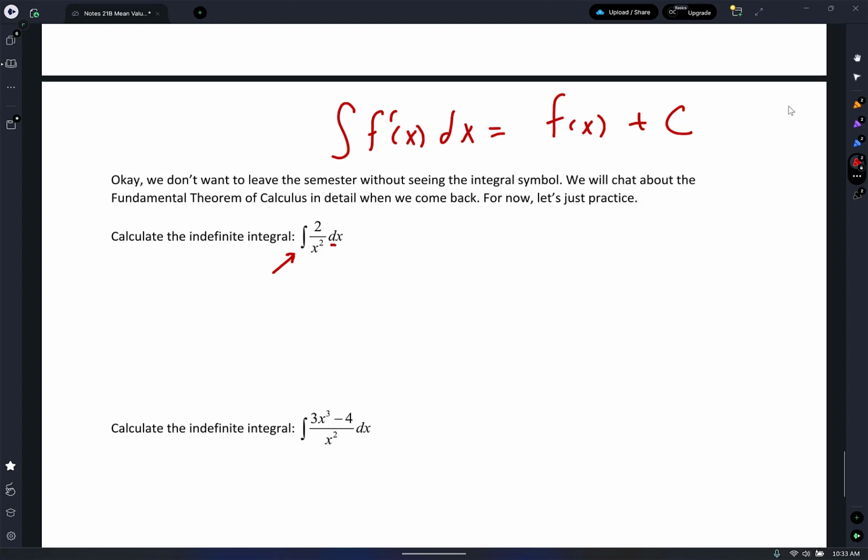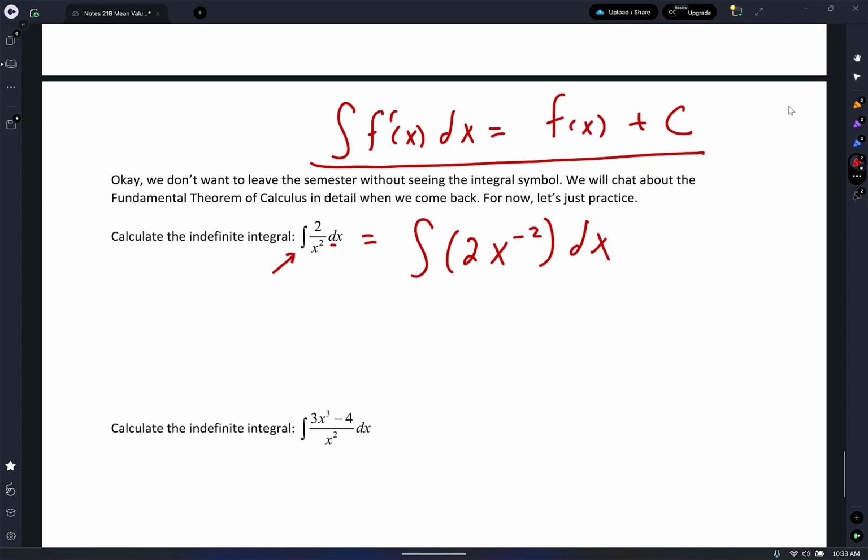Okay, so here we go. Now that we know this just means antiderivative, we're going to rewrite this to make it easier for us. Integral, parenthesis, 2x to the negative 2, close it, dx.